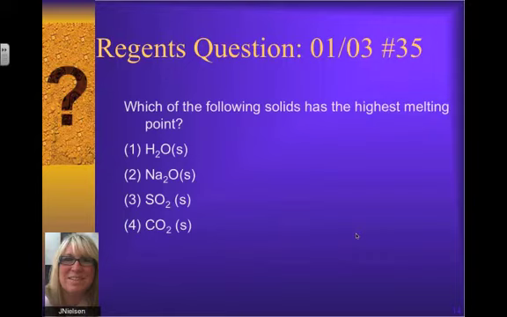Which of the following solids has the highest melting point? So highest melting point, you're looking for something that's ionic, so you're looking for a metal and a nonmetal, which is going to be choice 2.